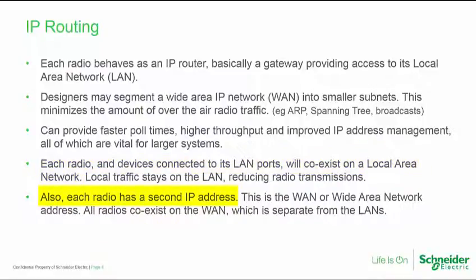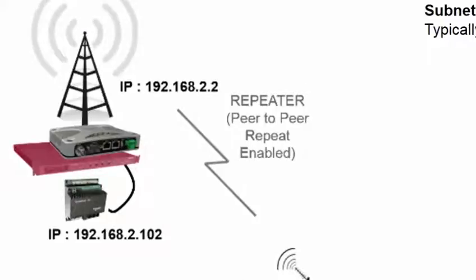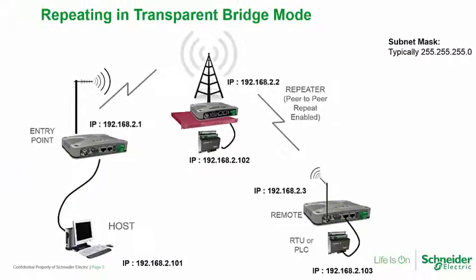Each radio has a second IP address, which is the WAN or Wide Area Network address. All radios coexist on the WAN, which is separate from all of the individual LANs. In the default transparent bridge mode, each device is configured with a unique IP address within the same subnetwork, with the size of that subnet fixed by the subnet mask. In the radio which is to act as the repeater, the peer-to-peer repeat feature must be enabled. No more than one peer-to-peer repeater is allowed in a transparent bridge system.